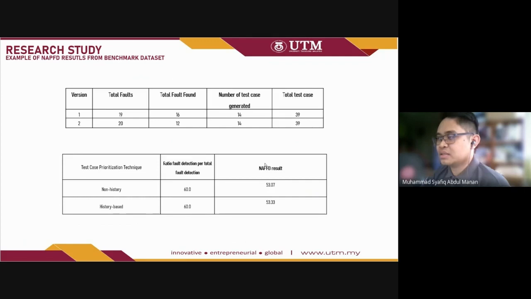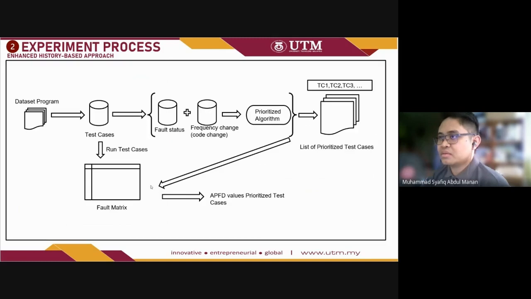So we want to study whether the history-based approach itself influences the effectiveness of Siti in terms of test case execution. Then we go to the enhanced history-based approach itself, and this is the process. Starting from the data set, we gather the test cases, and then we try to collect the fault status and frequency change from the respective test cases, run the algorithm and start to prioritize the test cases. And then for the evaluation, we go to the fault matrix and use the FPFD value to know the result of this experiment, whether it improves the effectiveness of our enhanced proposed solution.